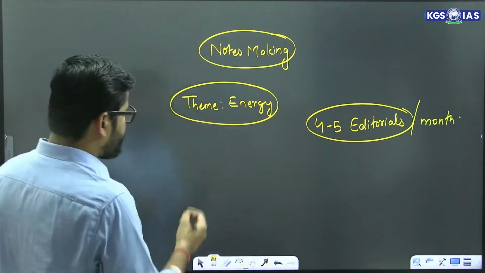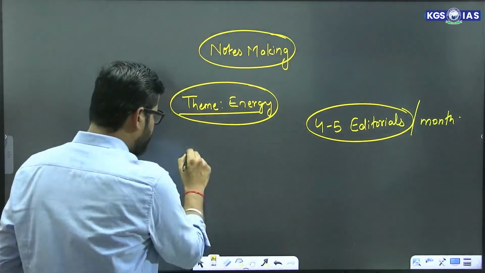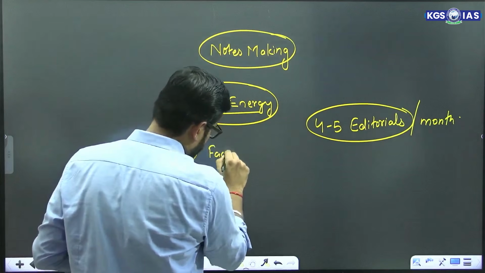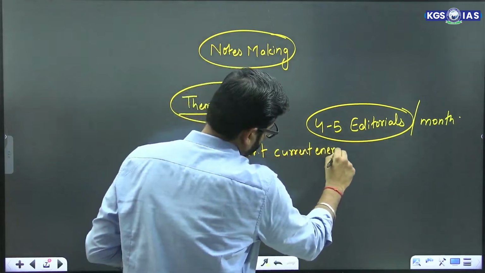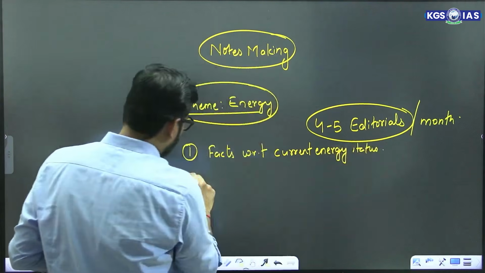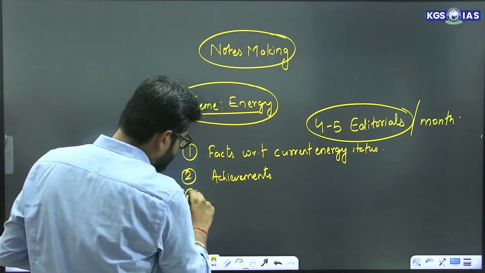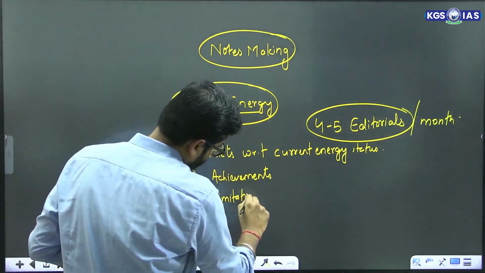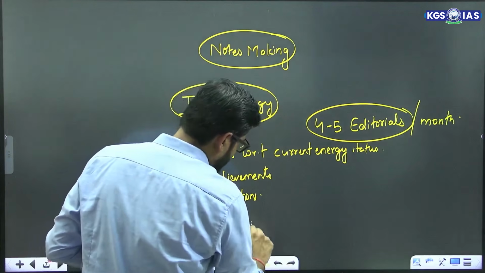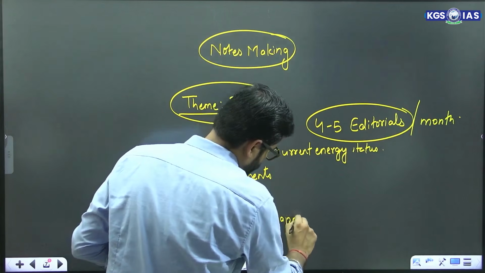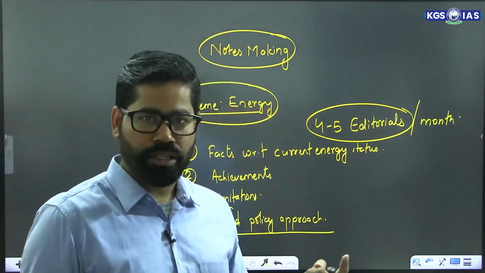So now what you can do, suppose right now, in today's session, when we are talking about energy, we are going to see some of the facts with respect to current energy status. We will talk about some of the achievements of India. We will talk about some limitations which are there. And we will talk about the unified policy approach.